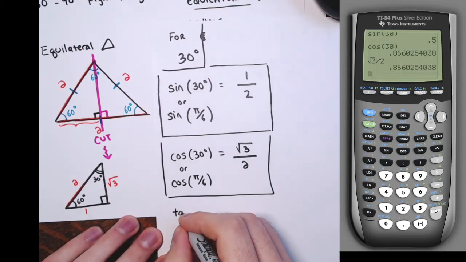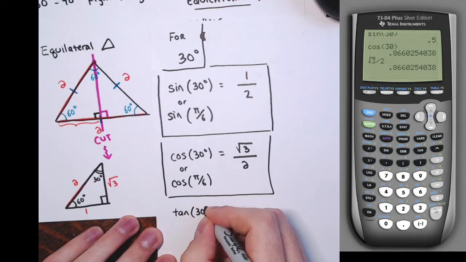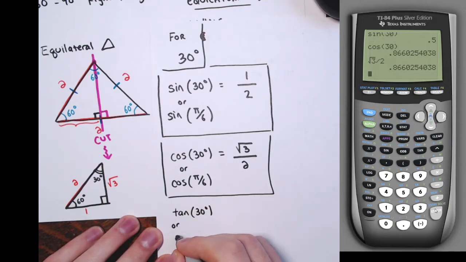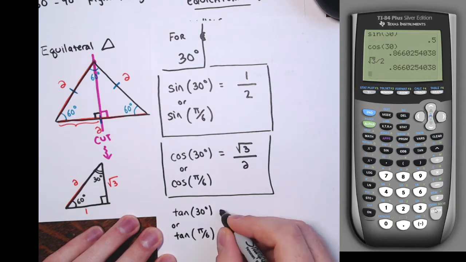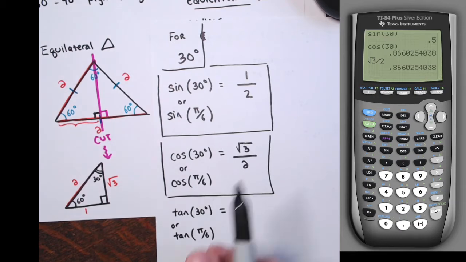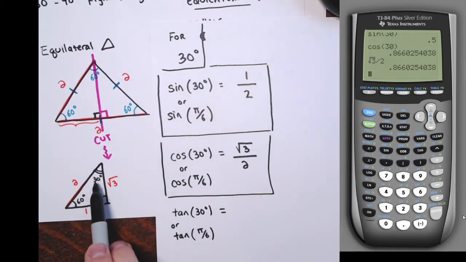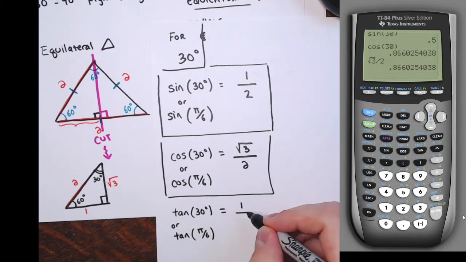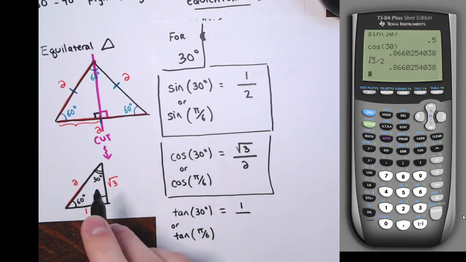All right, the tangent of 30 degrees, or the tangent of pi over 6 radians. Remember, tangent is opposite divided by adjacent. So there's my 30-degree angle. Opposite, 1 unit, divided by the adjacent to the 30 degrees, which was the square root of 3.